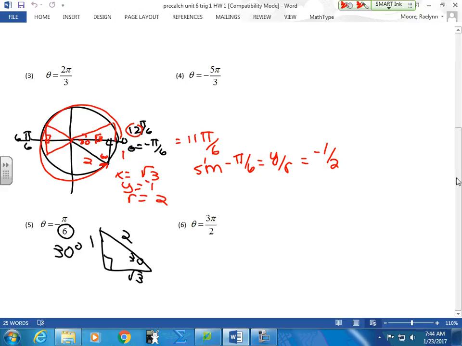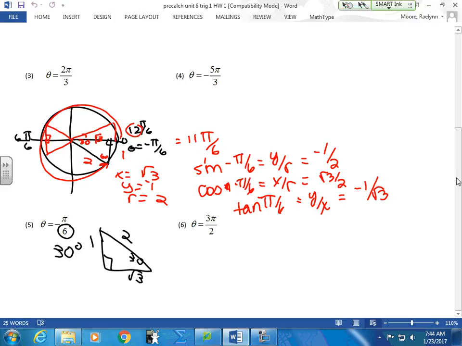Isn't that the same as if I took that and divided everybody by 2? Right? Isn't that the same as my unit circle one? Cosine of negative pi over 6. So I'm taking my x, radical 3 over 2. Tangent of negative pi over 6. Take my y value, -1, and I put it over my x value, radical 3. Isn't that the same as if I divided everybody by the radical 3, by the 2 to get there? Right?